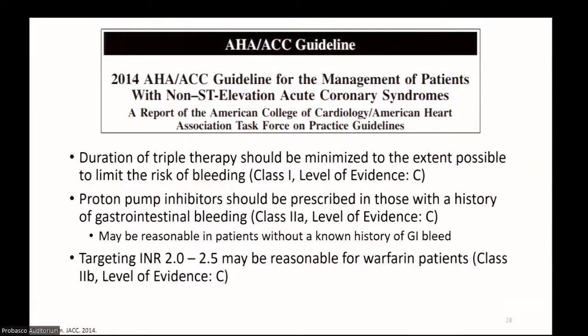So the 2014 AHA-ACC guidelines for the management of patients with NSTEMI state that duration of triple therapy should be minimized to the extent possible to limit the risk of bleeding. They also recommend proton pump inhibitors for patients with a history of GI bleeding, and also may be reasonable in patients without a known history of a GI bleed if they're perceived to be high risk. And then targeting an INR of 2 to 2.5 may be reasonable for warfarin patients.